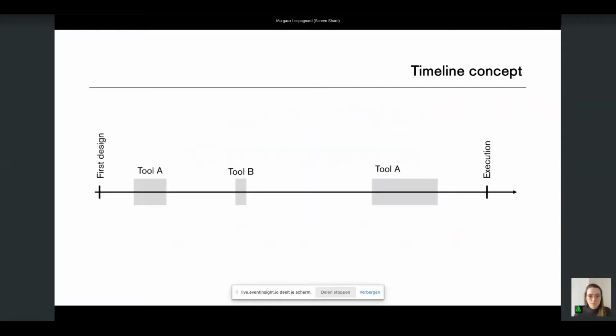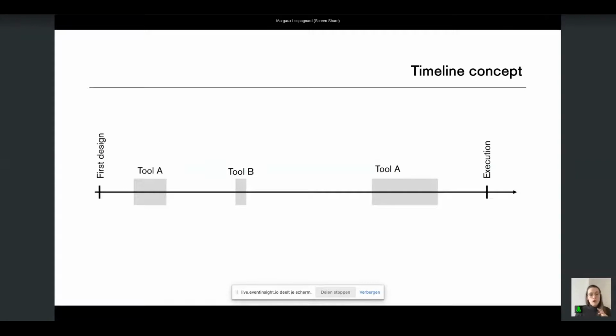If we could answer these questions first, we could make a better match between tools and the design process. So we tried to answer these through a timeline concept where we would depict a design process in a linear way, starting from the first design to execution and maybe even beyond. If we understand this timeline well enough, we could say, for example, at this moment in the design process you could have a large impact by using tool A. Later in the design process, when you're making different types of decisions, you could use tool B, and then maybe again tool A or tool C, D, you name it.